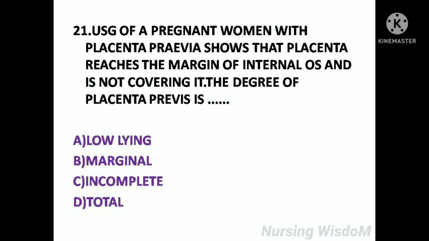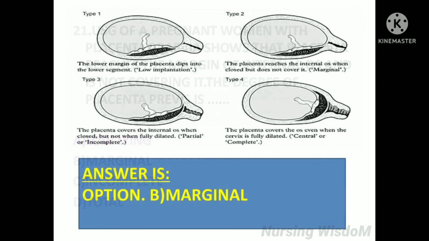Next question. USG of a pregnant woman with placenta previa shows that the placenta reaches the margin of the internal os and is not covering it. The degree of placenta previa is option A, low-lying, option B, marginal, option C, incomplete, option D, total. There are 4 types of placenta previa.